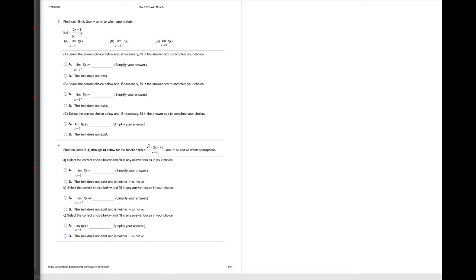Welcome back to working through the homework 9.2 for MAT220. We're on number 6 now, and this one is a limit. The expression is a rational function, but we have to decide: can we just plug in or not?